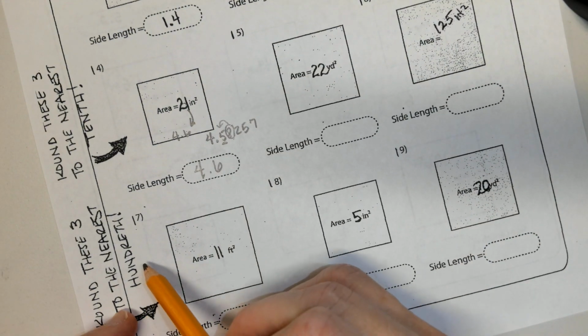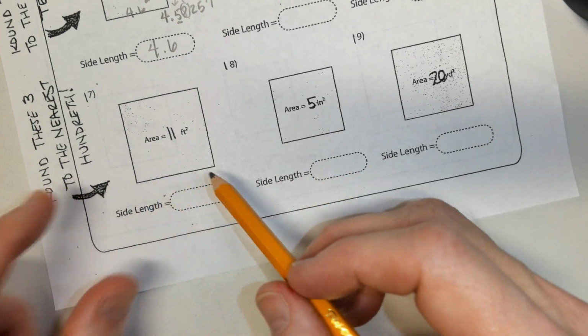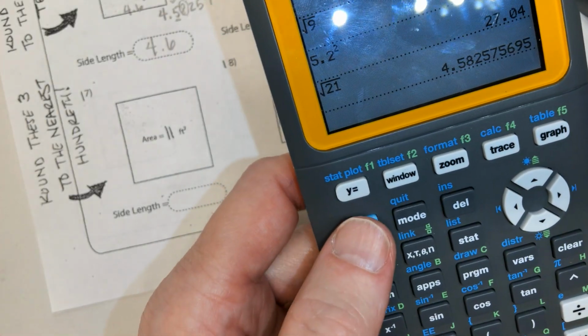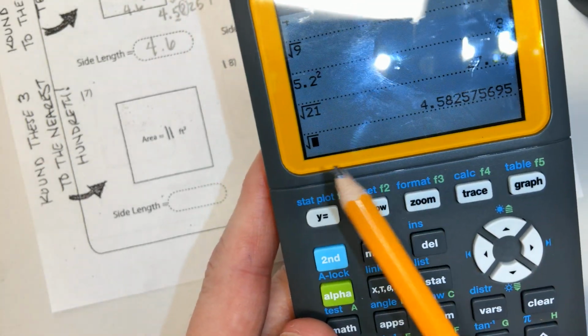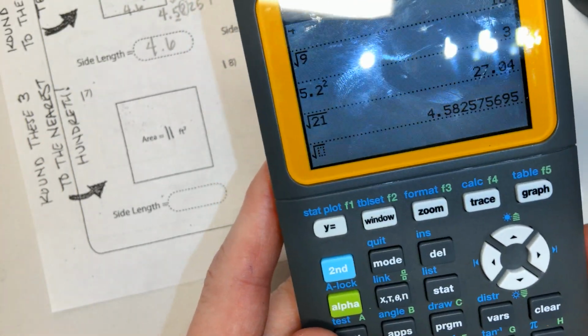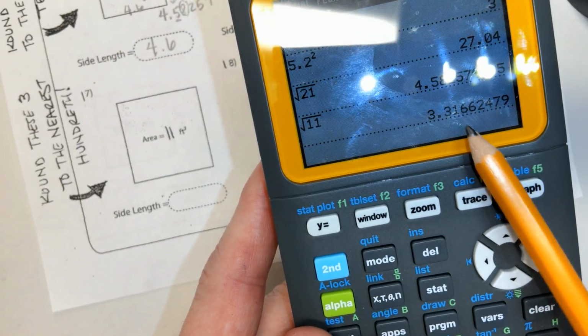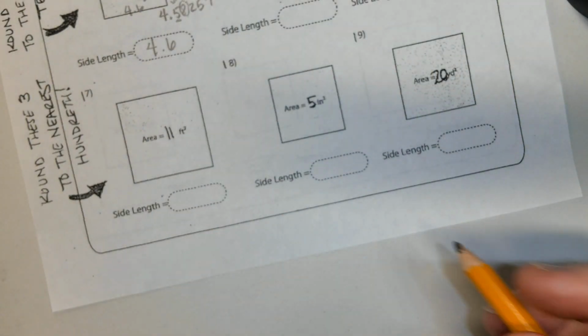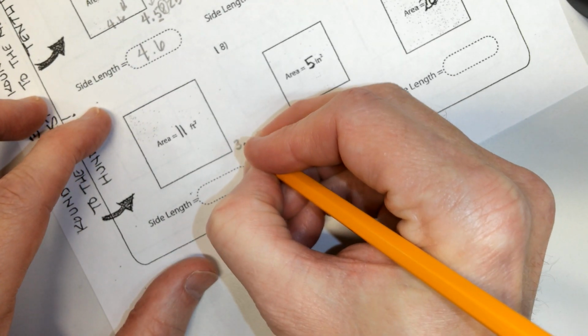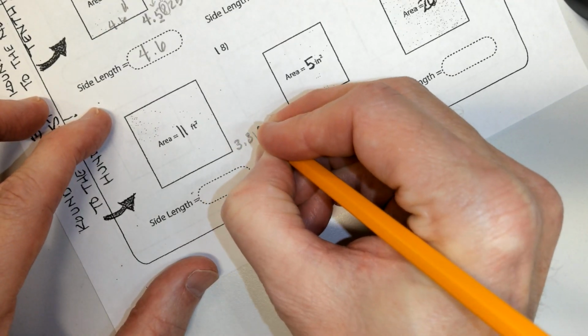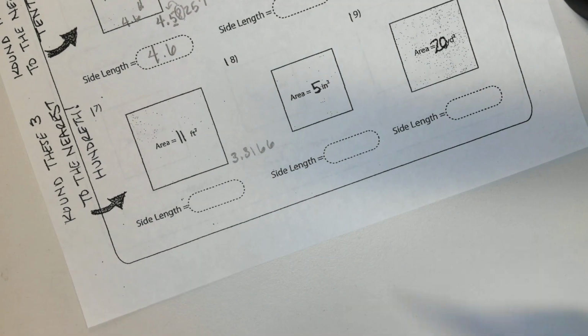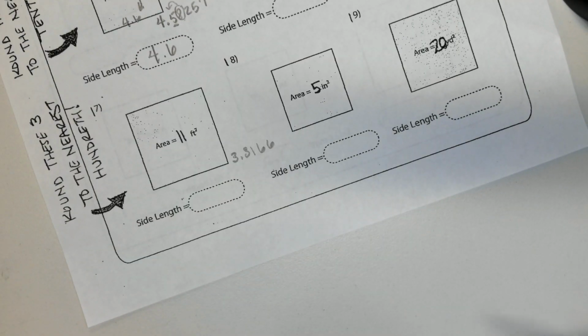Let's look down here. This one's asking you to round to the nearest hundredths. So let's take 11 is our area. Get your square root house in. Type in your area to get the side length and hit enter. Here's your side length, 3.3166. And now it's asking you to round to the nearest hundredths.